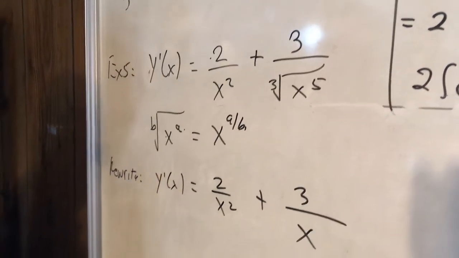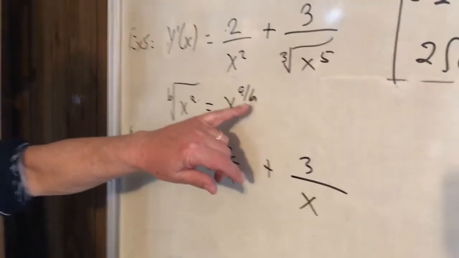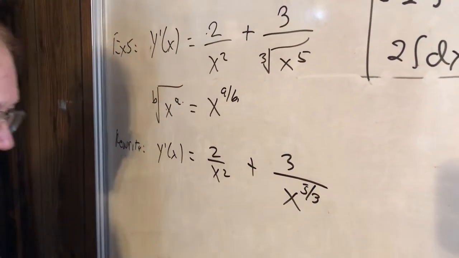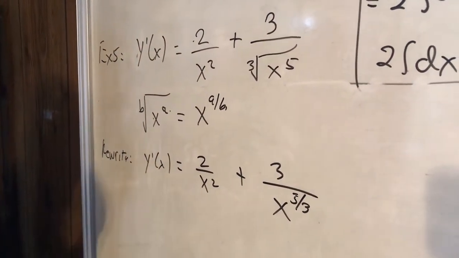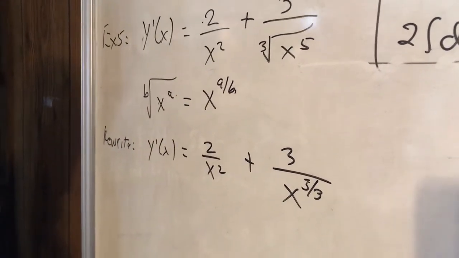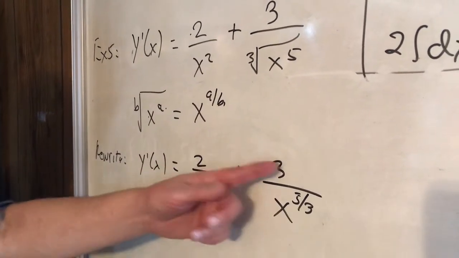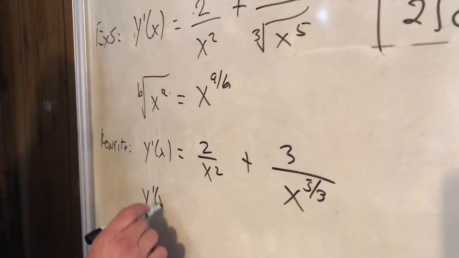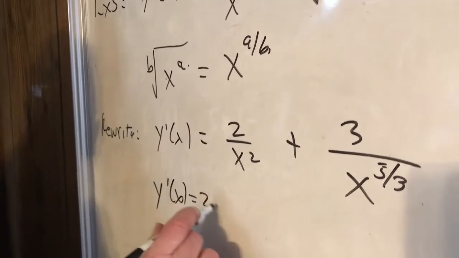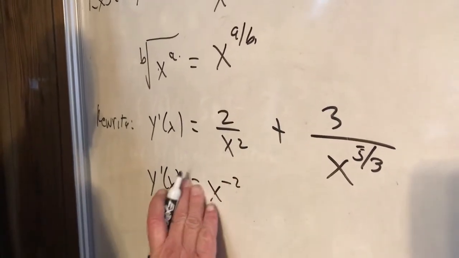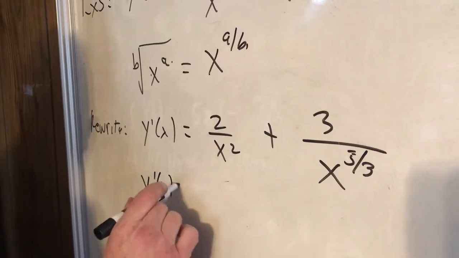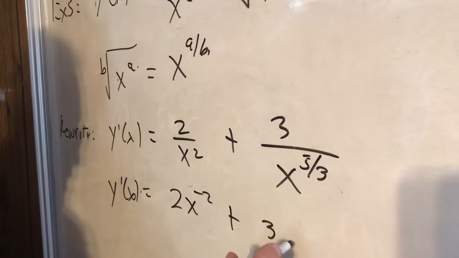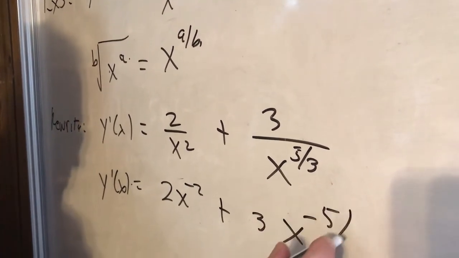So x is going to be, a is 5, b is 3. 5/3. Now once again, there is no quotient rule in integration, so we have to bring everything up onto the numerator to satisfy that. So y prime x is going to be 2 times x to the minus 2. Let me write that better than that. Plus 3 x to the minus 5/3.